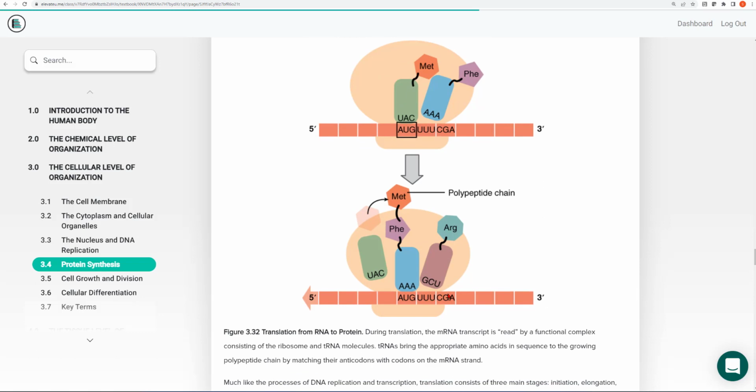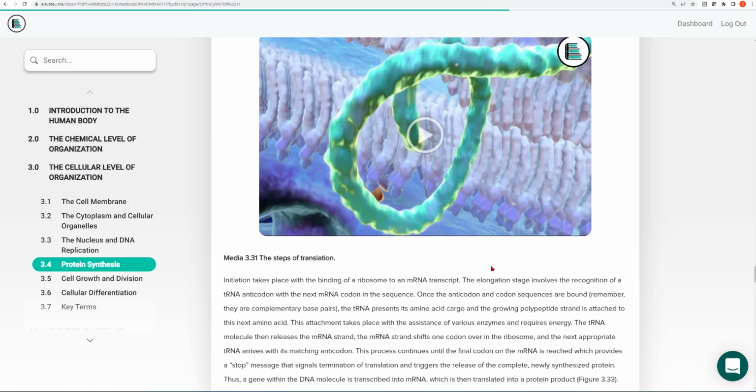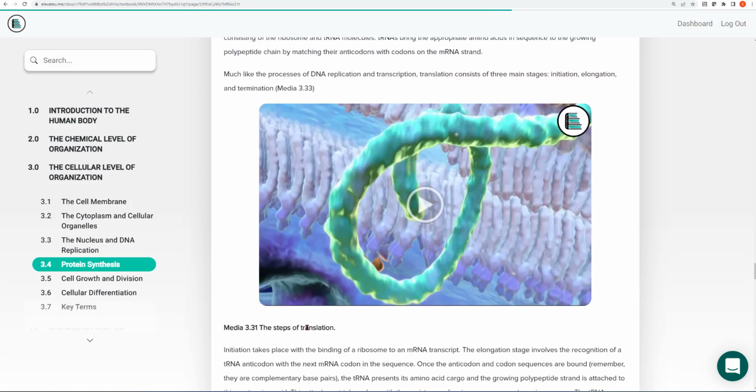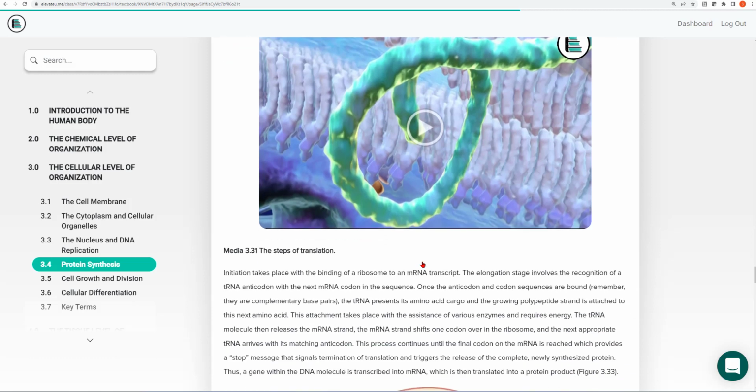So that is, again, a very quick overview of the process of translation. I've mentioned the key players. I will bring up those key players again in some images as we go along. And again, your job is to understand the big idea of these processes. This video talks about the steps of translation, those steps being initiation, elongation, and termination. And like I did before, don't worry about these steps and don't worry about the details included in this particular video, 3.31.